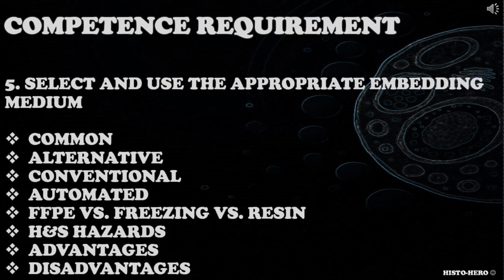The fifth competence requirement is for you to select and use the appropriate embedding medium. What embedding medium do you use in your laboratory? Why and when do you use it? What embedding medium would you use for different samples? Are there any other embedding media that can be used in histology? If yes, when would you use them? Consider common and alternative embedding media, conventional versus automated embedding, frozen section versus FFPE versus resin embedding, health and safety hazards associated with embedding media, possible advantages and disadvantages of embedding media.